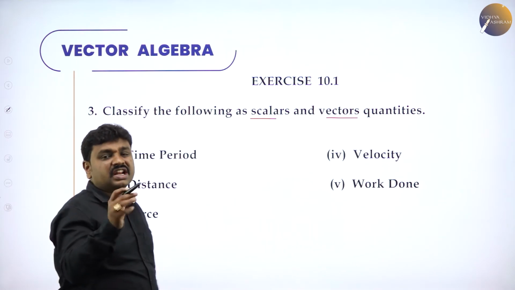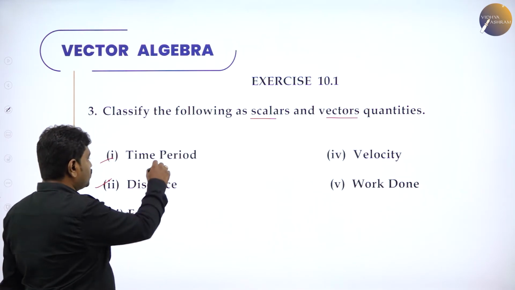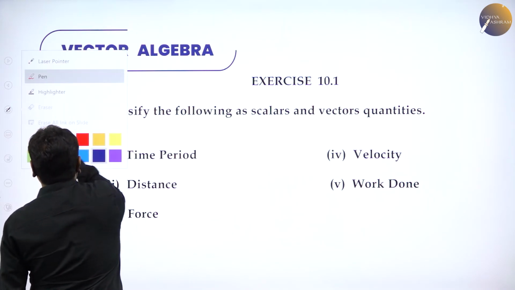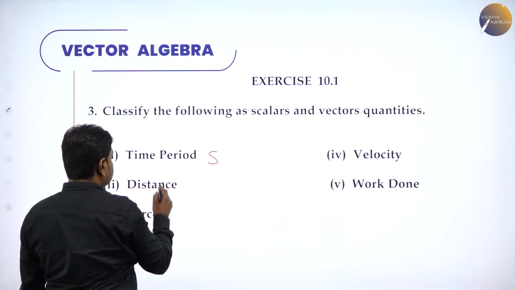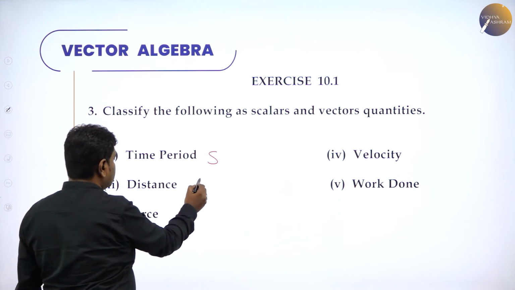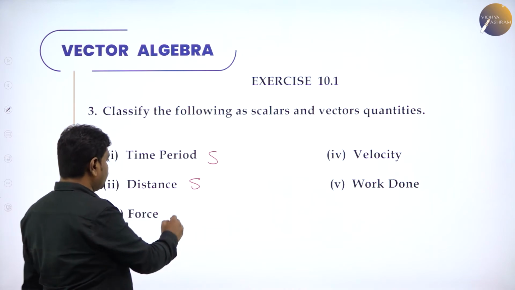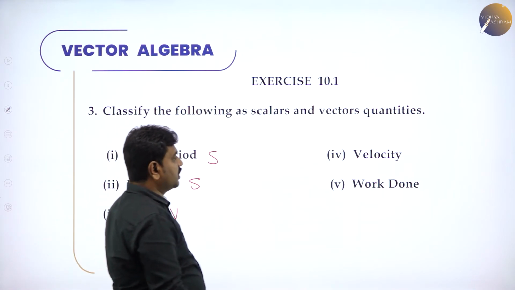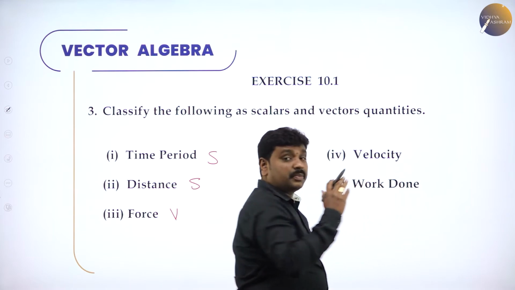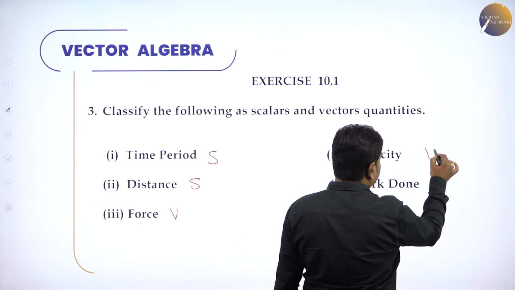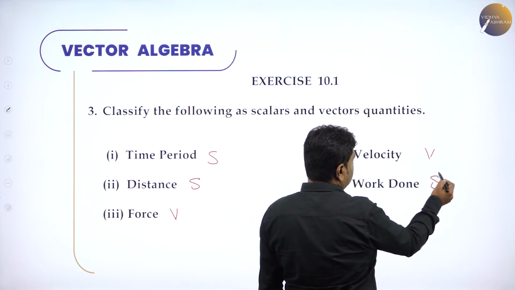Time is irrespective of direction. It has only magnitude, therefore it is scalar. Distance has only magnitude, no direction, therefore it is a scalar quantity. Force will have magnitude as well as direction, so it is a vector quantity. And velocity is speed in a particular direction, so velocity will have magnitude as well as direction. Therefore it is a vector. And work done is scalar.